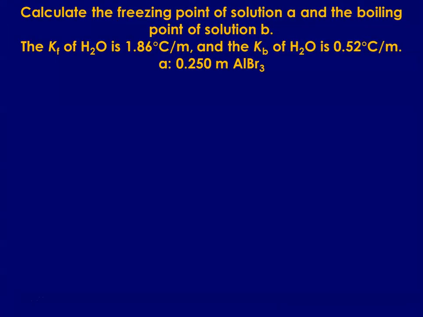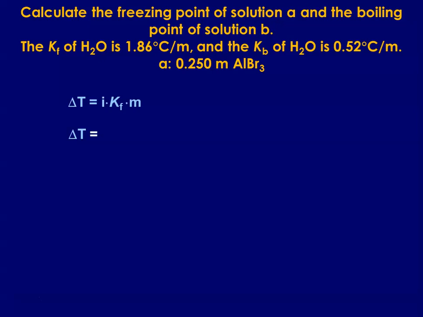Here I'm asking you to calculate the freezing point of solution A and the boiling point of solution B. The freezing point of solution A is given to us as being 0.250 molal AlBr3. So if we use our equation for freezing point, delta T equals i times Kf times m, we know that for AlBr3, there's aluminum and bromide, and there are 3 bromide ions present. So we would have an i of 4.